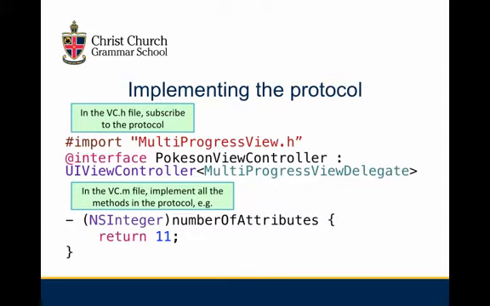And then in its .m file, it needs to implement all the methods. So as soon as you say, I will implement those methods, it has to implement those methods. Here's one of them. Number of attributes, return 11. So that view controller just says, oh, I'm going to have 11 attributes.